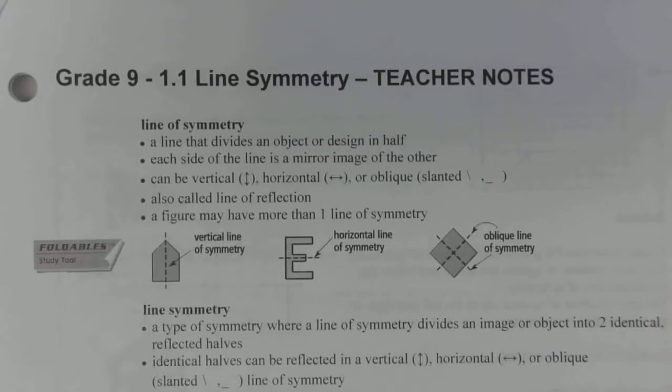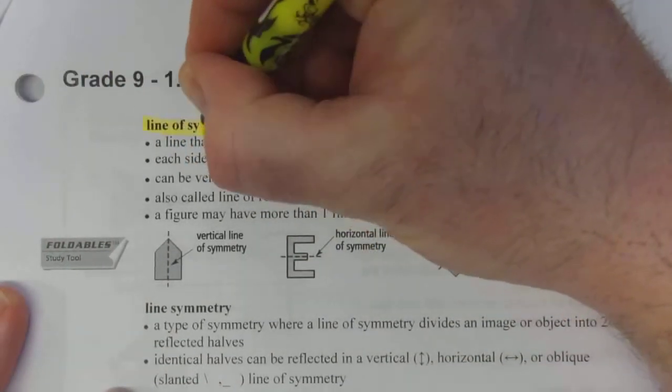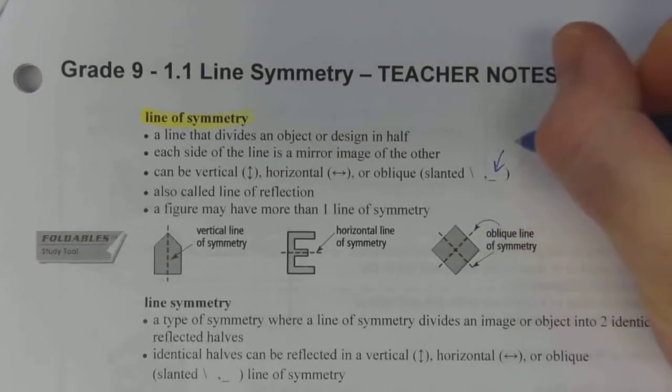Here we go, 1.1, line symmetry. We've got a couple of definitions to deal with first. First up is line of symmetry. It is a line that divides an object or design in half, where both halves are the same. Each side of the line is a mirror image of the other. It can be vertical, which is up and down, horizontal, like the horizon, that's side to side, or oblique, which could be considered slanted or diagonal, that sort of thing.